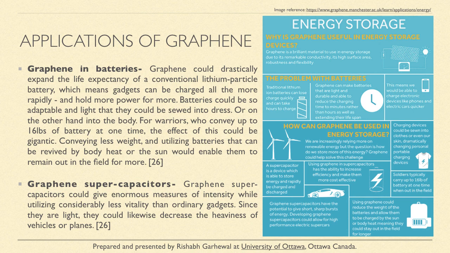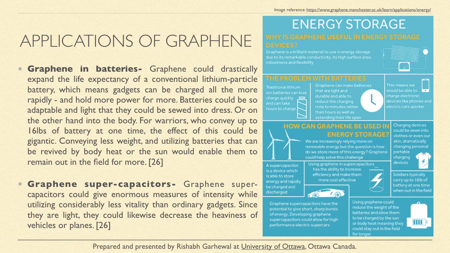Graphene in batteries. Graphene could dramatically increase the lifespan of a traditional lithium-ion battery, meaning devices can be charged more quickly and hold more power for longer. Batteries could be so flexible and light that they could be stitched into clothing or on the body. For soldiers who carry up to 16 pounds of battery at one time, the impact of this could be huge. Carrying less weight and using batteries that can be recharged by body heat or by the sun would allow them to stay out in the field for longer.